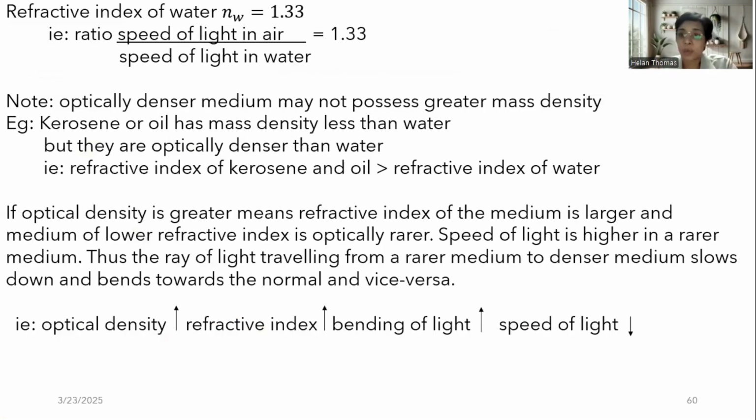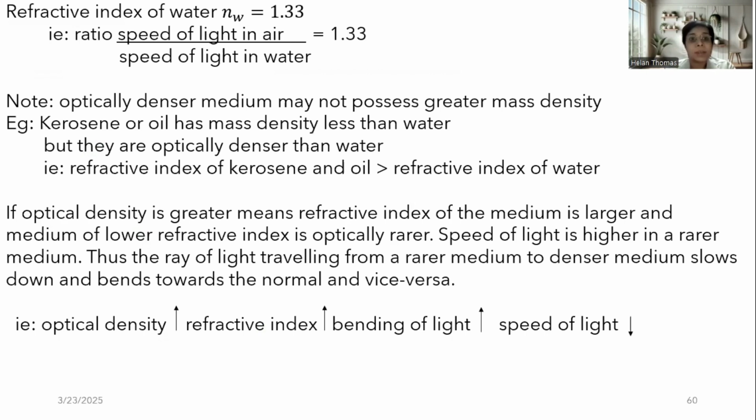The refractive index of water, that is NW, is 1.33, which means what? It is the ratio of the speed of light in air to the speed of light in water. The speed of light in air, we know, is 3 into 10 raised to 8. Then we measure the speed of light in water, and that ratio is your refractive index of water. So this is the absolute refractive index of water.